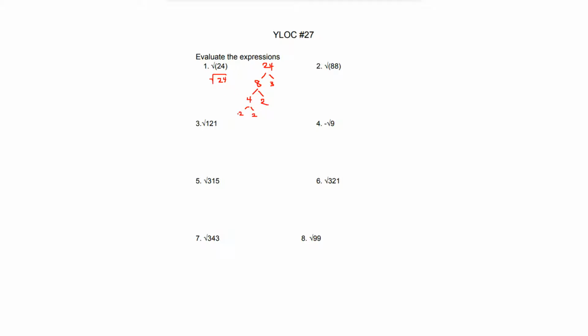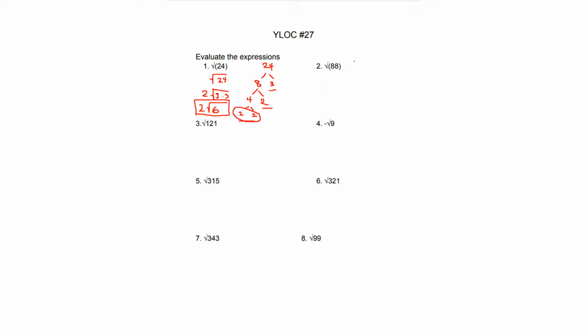Now from here, you could look at these prime numbers and take out pairs. So we have a pair of 2's right here, so you could put a 2 on the outside. But if we take out these two 2's, we still have a 2 and a 3 inside. So we could write 2 times the square root of 2 times 3, which is 6. So the answer for number 1 is 2 times the square root of 6.